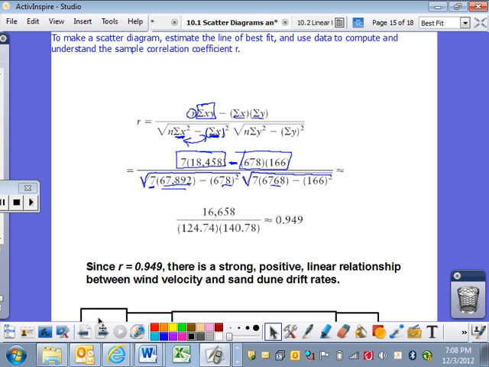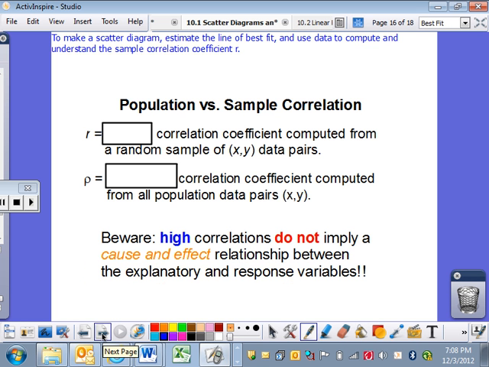the wind velocity and the sand dunes. Okay, so the faster the wind blows, the more they drift. And that's what you need to take out of that little semi-scenario. Okay, so that's what you're going to need to try and work on. So 0.949 is going to be your R. Okay, so this is R equals, and then you kind of need to write it as there's a strong positive correlation.